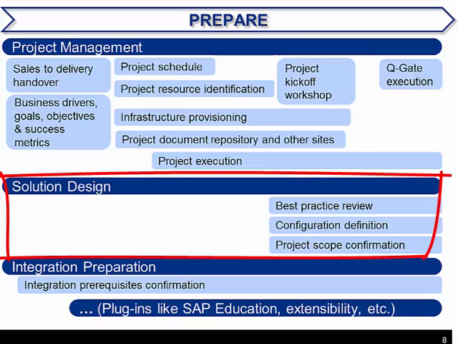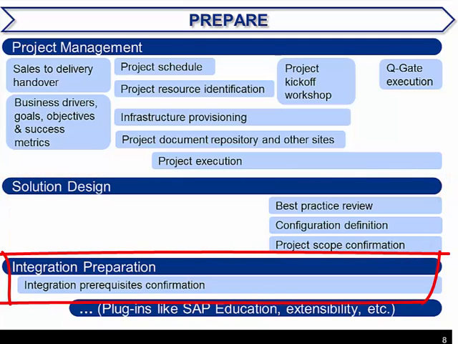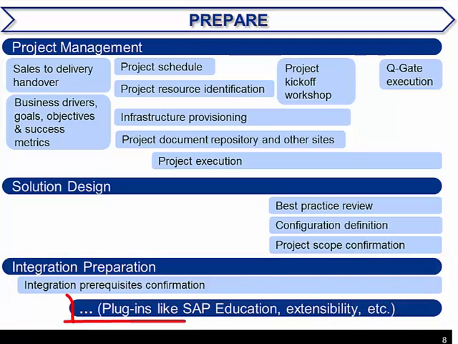In the solution design stream, the best practices for the 2B business processes are reviewed with the customer and configuration values are acquired. The end result is that the project scope is confirmed. If the project scope varies from the statement of work, then a change order must be executed. The team prepares for integration by confirming that the integration, security, and infrastructure prerequisites have been met. Where relevant, the data replication requirements are reviewed and any necessary mapping is completed.